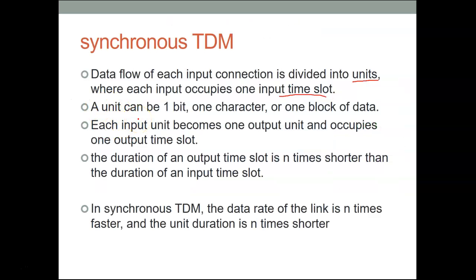A unit can be one bit, one character, or one block of data. So the unit, we can decide it carries one bit or one character or one block. Each unit becomes an output unit and occupies one output time slot. The duration of an output time slot is n times shorter than the duration of an input time slot.